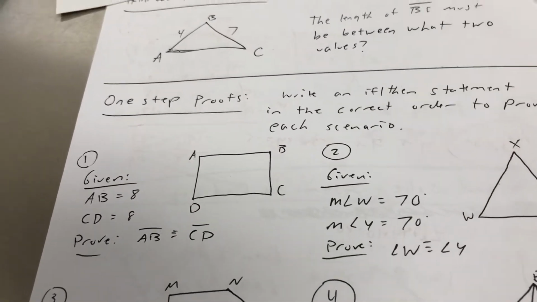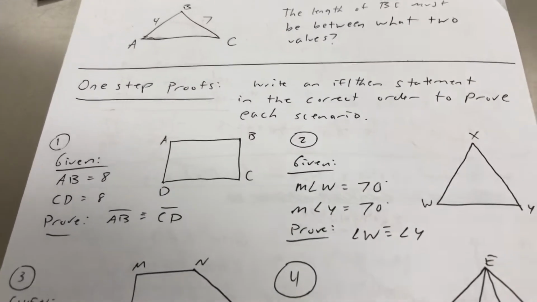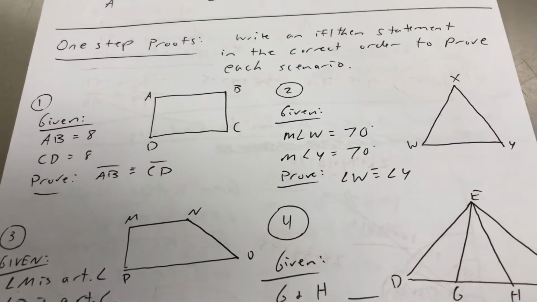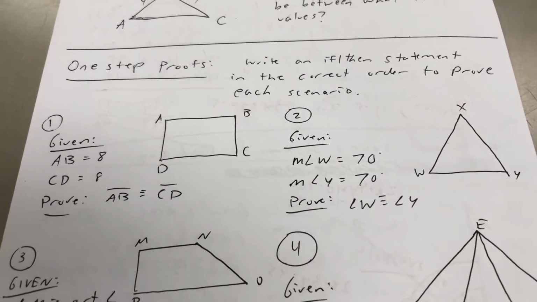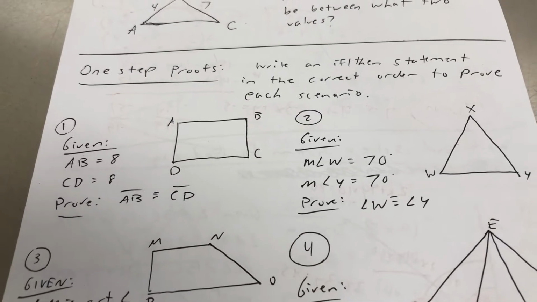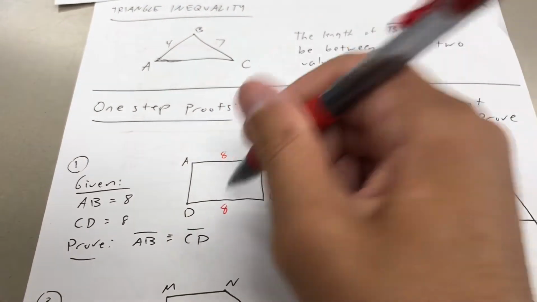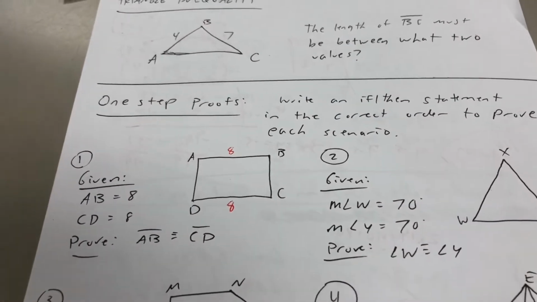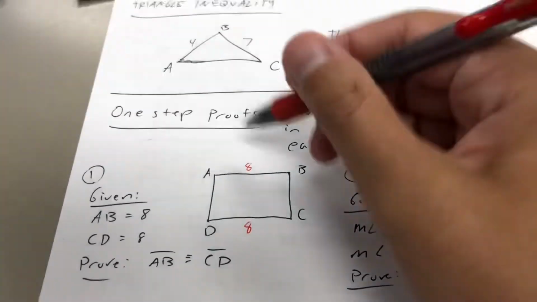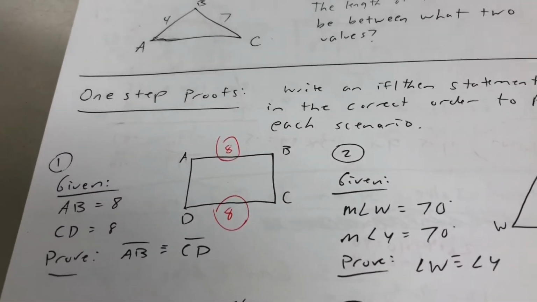Last section of this practice test are the one-step proofs. So remember, these are proofs where you do not need additional steps to be able to finish the proof. The given has all the information that's needed to be able to make the conclusion. So for example, number 1 here, that length is 8, this length is 8. We want to conclude that those two segments are congruent. Well, two segments that have the same measure are congruent.